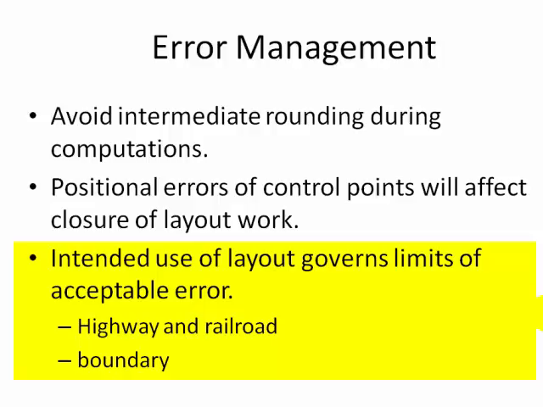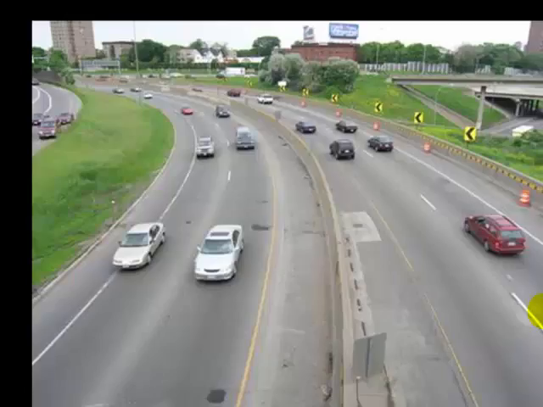If you're doing boundary work and you have several points along a curved right-of-way that have to be set, well, that may actually require higher accuracy than you might have to have for paving an asphalt road down the middle of that right-of-way. So it's important that you recognize the intended use of the layout governs the limits of the acceptable error. When you walk away from the project, you may have a highway looking like this.